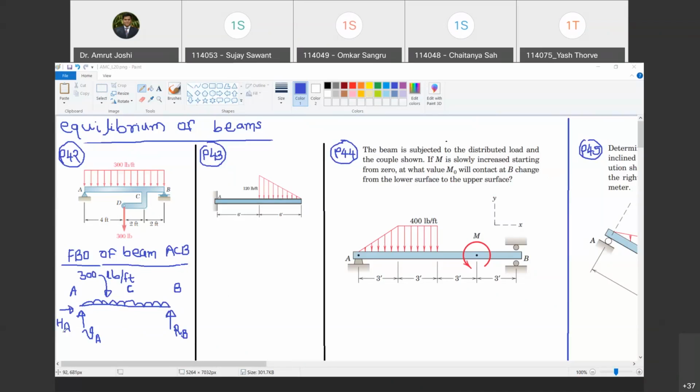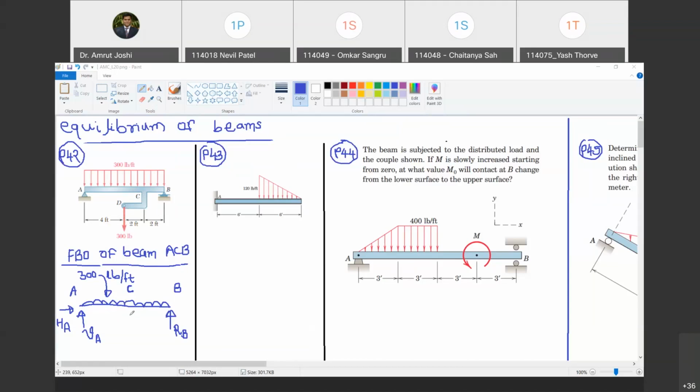Now let us go ahead. We should also have shown an arm here from C to D, and I should show this 300 lb. But now I am drawing the free body diagram of only ACB. Do you agree with me? So what is the effect of this 300 pounds at C? That's what I am interested in.